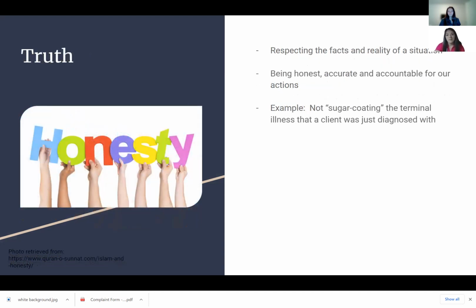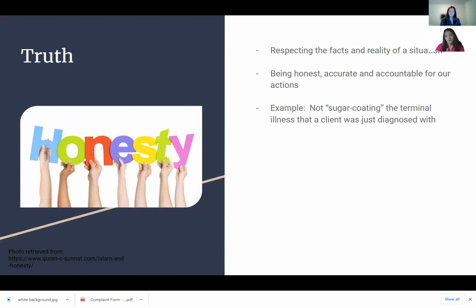Truth is the next core value. This is respecting the facts and reality of a situation. It is also being honest, accurate, and accountable for your actions. An example is not sugarcoating the terminal illness that a client was just diagnosed with.